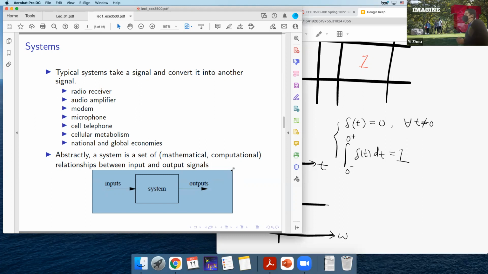In an abstract way, a system is basically a black box that characterizes the input and output relation for a particular type of signals. For example, a university can be regarded as a system. The input is a new freshman student. The output is the graduate student. This is already a highly nonlinear system.